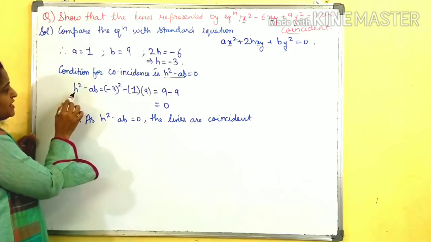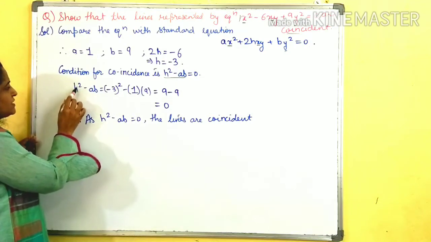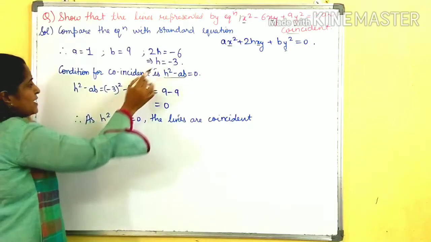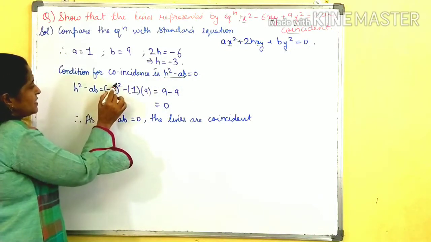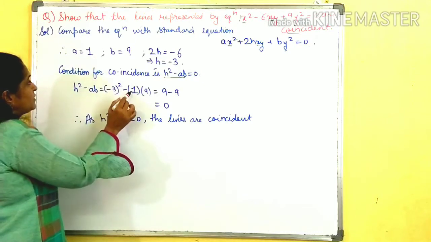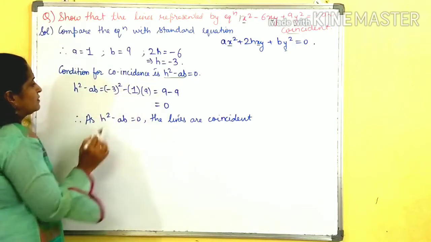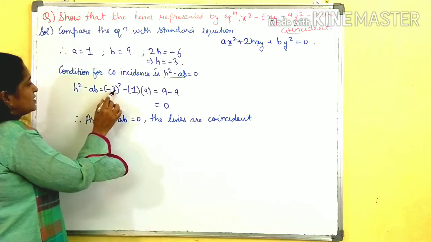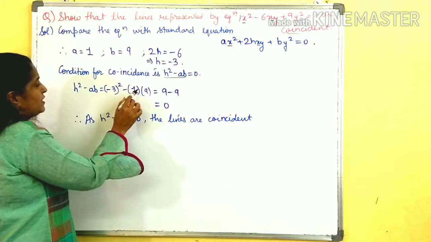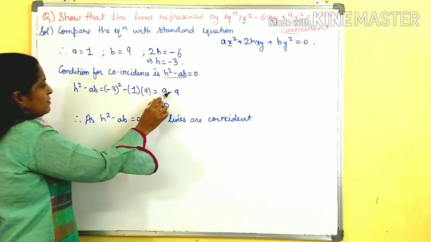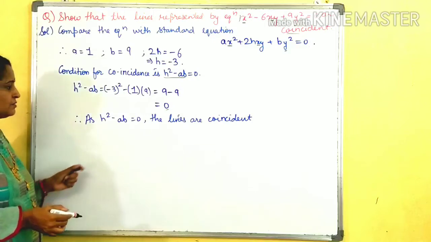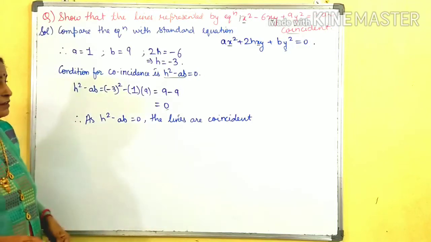Put the value of h, a and b. What we get? h square minus ab is equal to, h value is minus 3. So minus 3 square minus, a value is 1 and b value is 9. So minus 3 square is nothing but 9, minus 1 into 9 is 9. So 9 minus 9, which we get 0. That means your line is coincident.